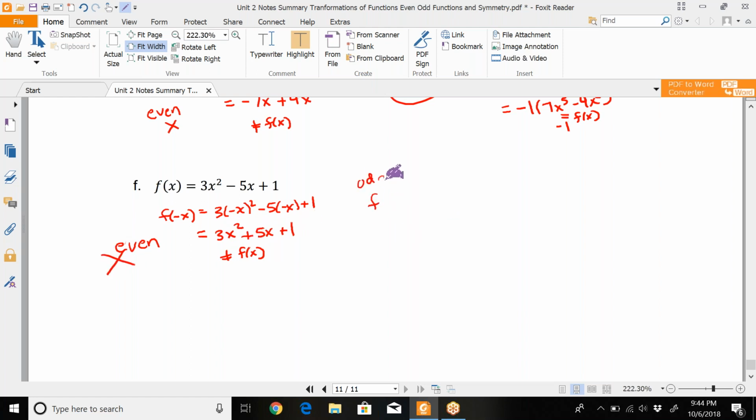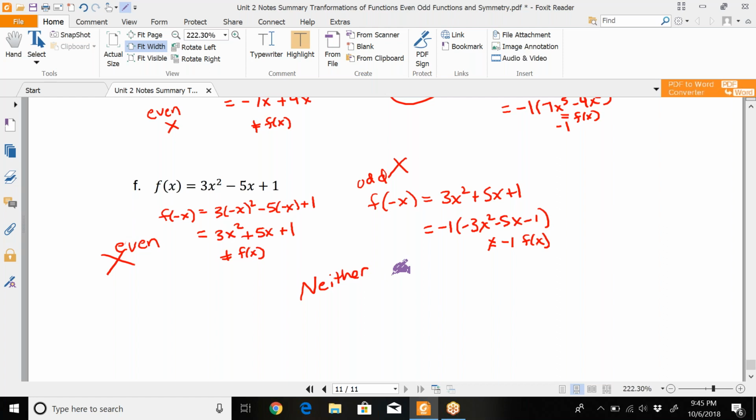For the odd test, we write that same guy we just got, which was 3x squared plus 5x plus 1, and then we factor out -1, which changes everything to negatives, and that is also not -1 times the original function, because the original function only had a negative on the 5, not the 3 and the 1. So this one fails both tests. This would be what we call neither.